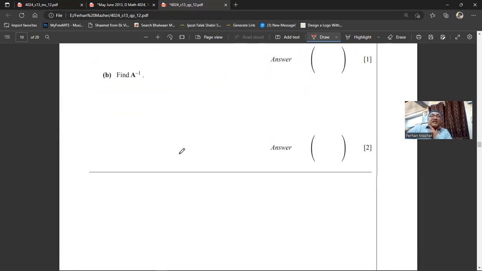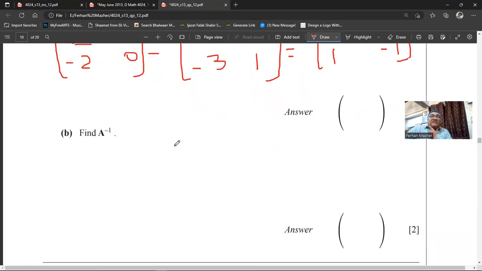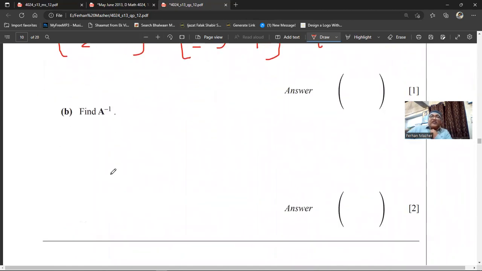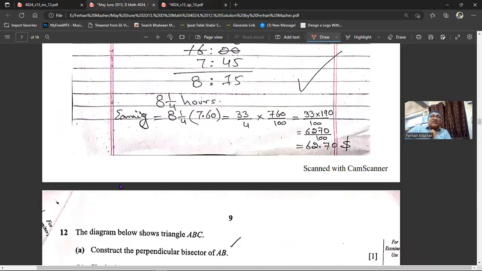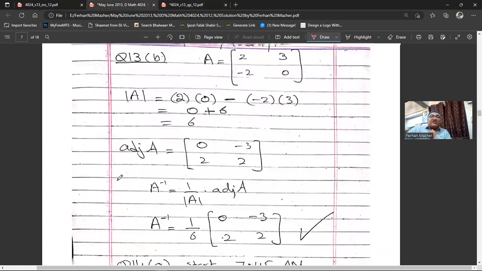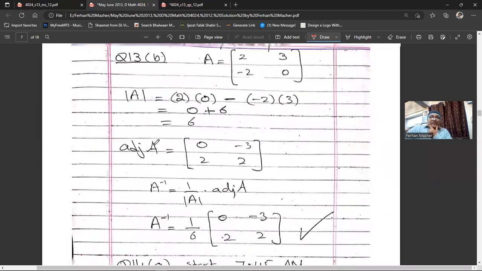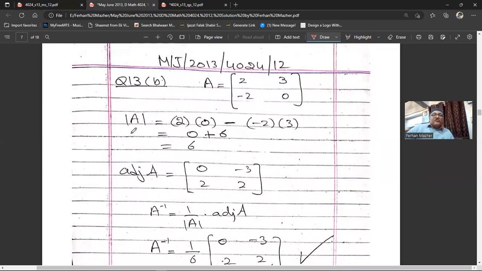Question number 13B part, here we have to find out the inverse of A. So A matrix is here. You want to find out the inverse of this. It's a 2 marks question, and here we have its solution. If you want to find the inverse, first of all, you have to find out the determinant of that matrix. You multiply these two with each other first, and then negative, and then you multiply these two. So 2 into 0 minus 2 into 3, so it will be 0 plus 6, it will be 6.